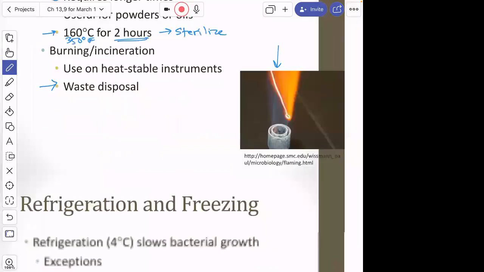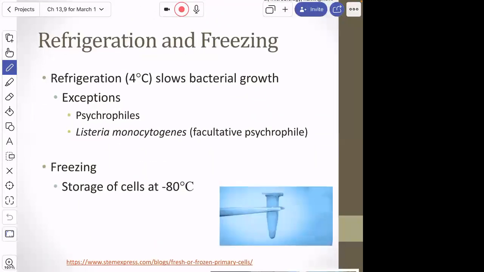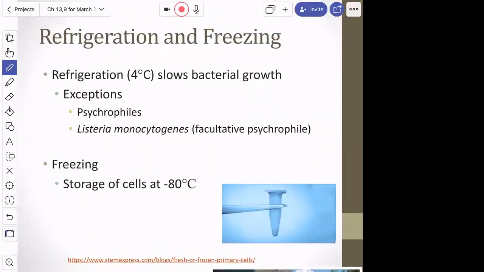All right, so the opposite of heat. What about using cold to control microbial growth? Using cold is just going to slow bacterial growth. So both refrigeration and freezing would be considered bacteriostatic. Okay, it's not killing microbes generally, it's just keeping them from growing.